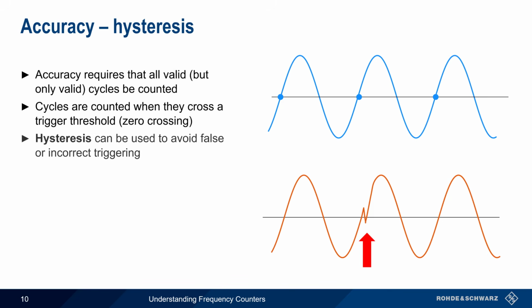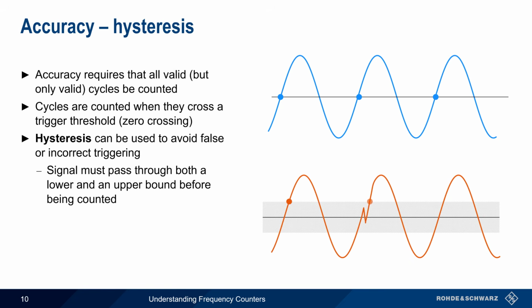This issue can be minimized by using something called hysteresis. Hysteresis is usually defined as a zone, and the signal must pass through both the lower and upper bounds of the zone before it's counted. Most frequency counters allow hysteresis to be automatically configured and enabled, but in some cases, hysteresis values can be user-adjusted to match the waveform properties.